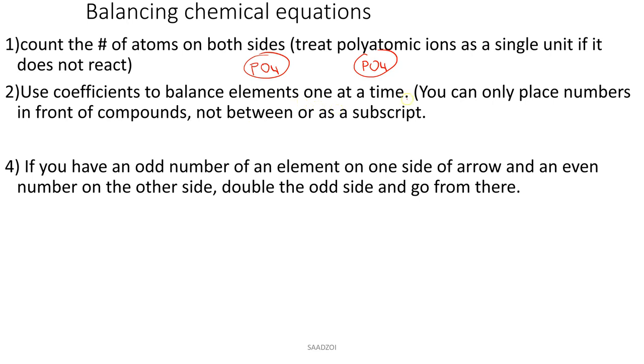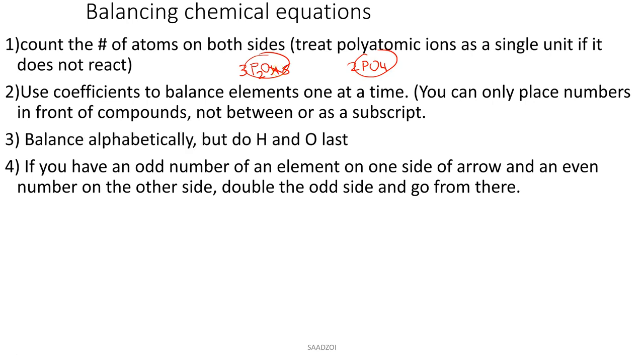2, use coefficients to balance elements one at a time. You can only balance by placing numbers in front of the chemicals. So you can only do this. You can't do this, make this 4 into an 8. You can't put a 2 here to make it cute. The only thing you're allowed is numbers in front. 3, balance alphabetically, it just works. But make sure you do H and O last in that sequence. So your last two elements you always balance are H and then O. Why? It just works out that way and it gives you the right answer most of the time. And the last rule, if you have an odd number of an element on one side of the arrow and an even number on the other side, double the odd side. And I'll show you what that looks like as well.